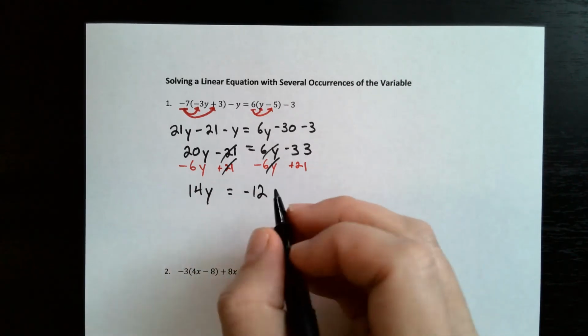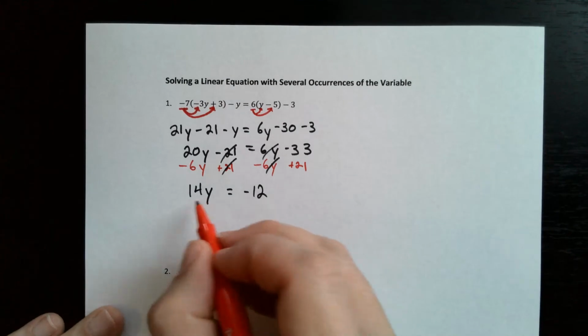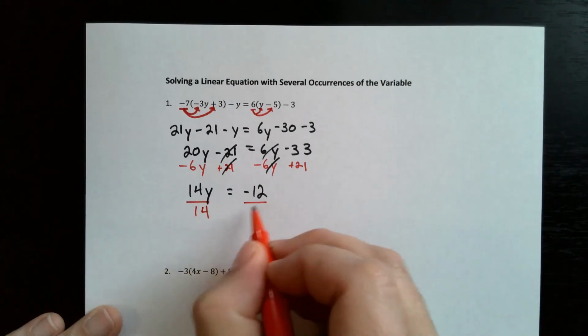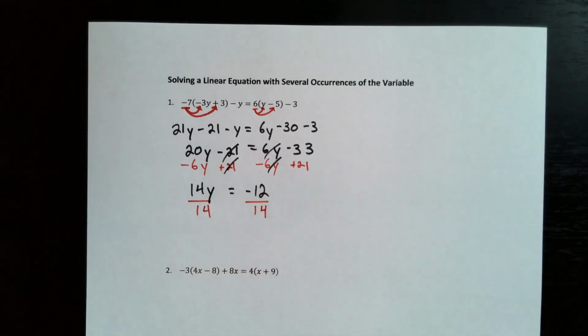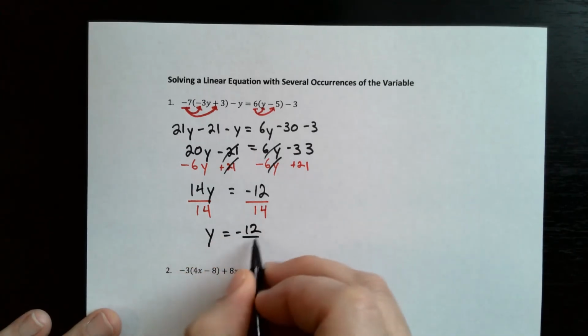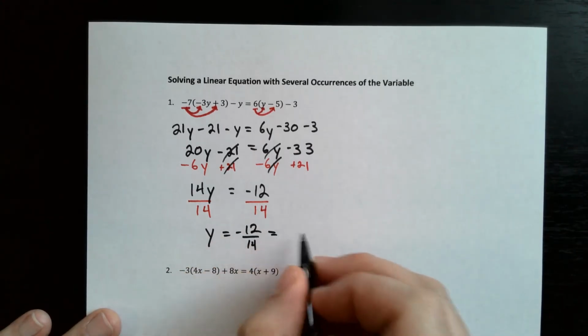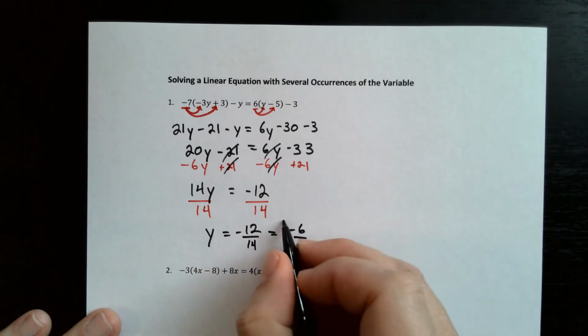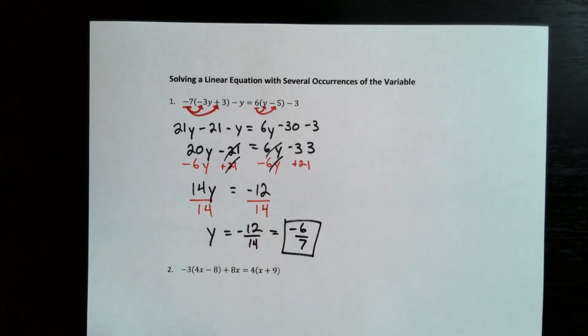Then our last step on this problem is to divide to get that term by itself. So that will give me y is equal to -12 over 14, which reduces to -6 over 7. So -6 over 7 is the answer to this problem.